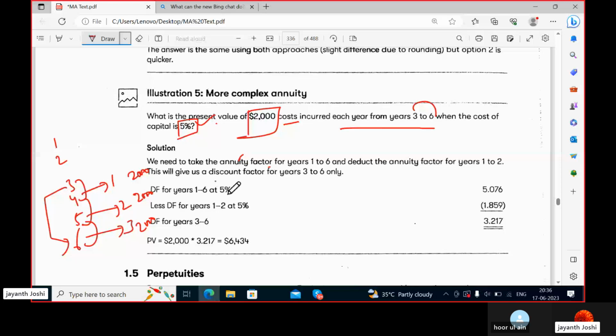The present value annuity factor is 5.076. From 1 to 6 years, whatever the annuity factor 5.076, from that we will remove 1 to 2 years annuity factor, that is 1.859. Then we will get the annuity factor for the third, fourth and fifth years, like 3 years collectively. So that we will see here.